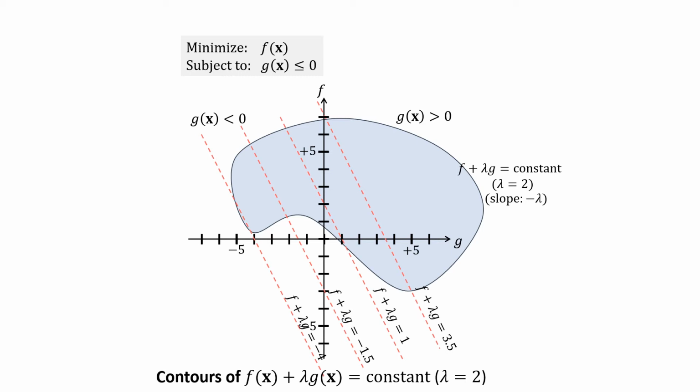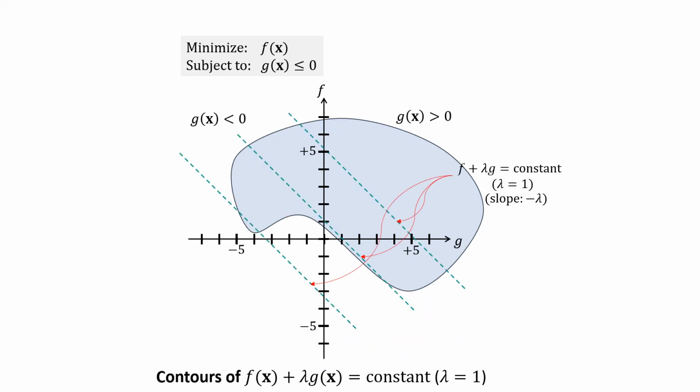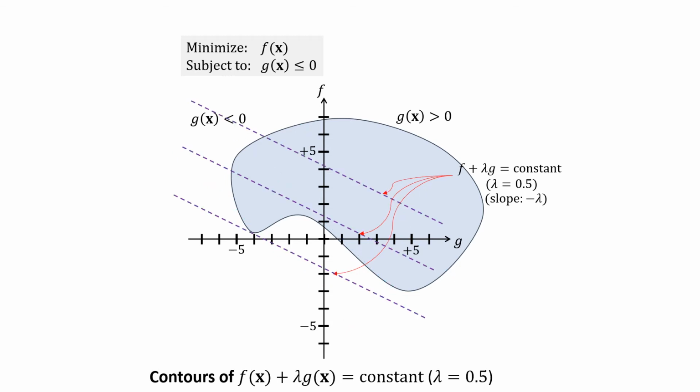The values of the constant are 3.5, 1, negative 1.5, and negative 4 for these 4 lines shown. These are the straight line contours of f plus lambda g when lambda is equal to 1. These are contours when lambda equals 0.5.